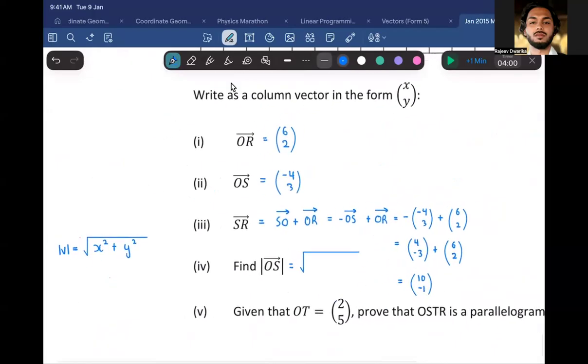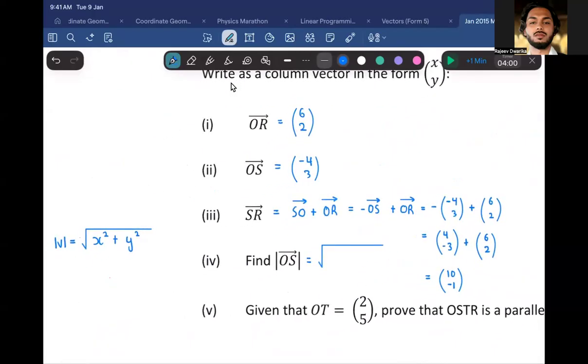So in this case, what is x for OS? Negative 4. Right, so we're going to write negative 4 squared plus y squared. What is y? 3. So we write 3 squared. Negative 4 squared is 16. 3 squared is 9. 16 plus 9 is?